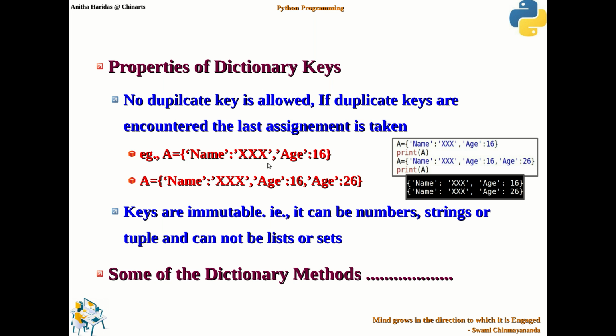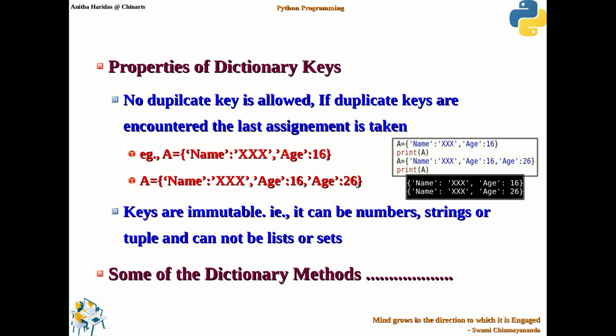So this is how we declare a dictionary. I call the dictionary A, and I have the key as name and the value as XXX. Age is the key and 16 is the value. So if I have it this way and try printing the dictionary, you will get name with XXX, age with 16. So that is what the dictionary key value pairs are.